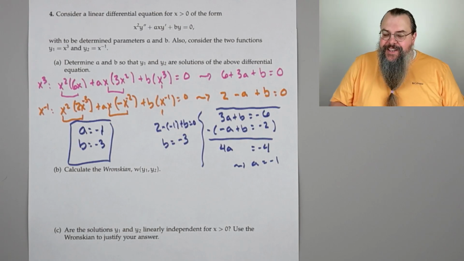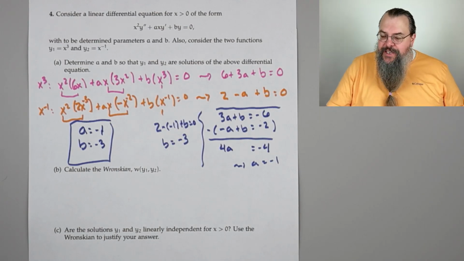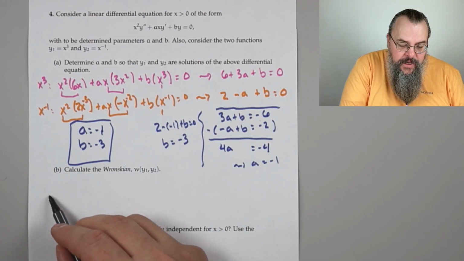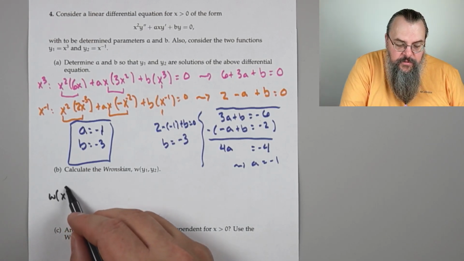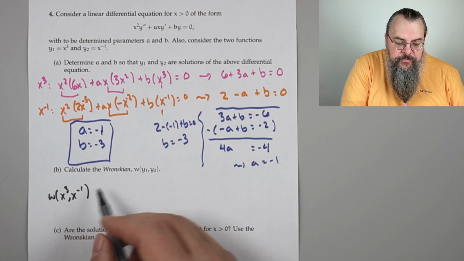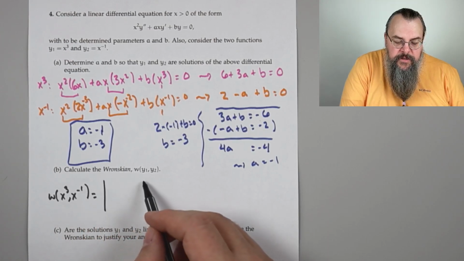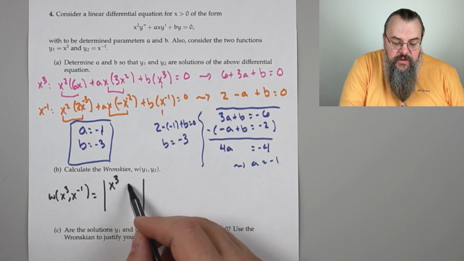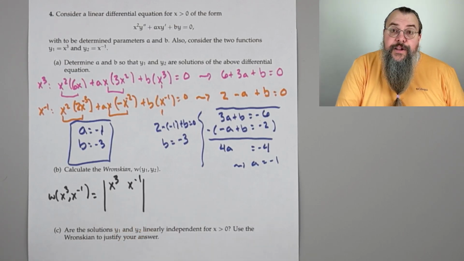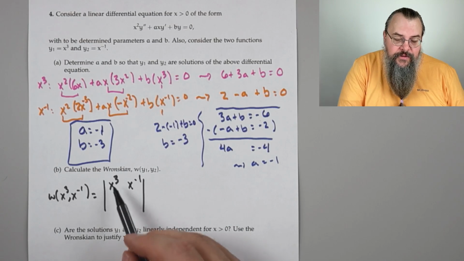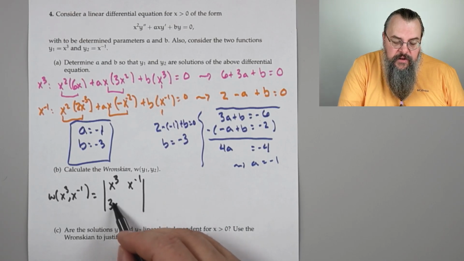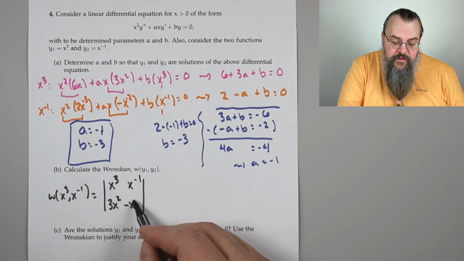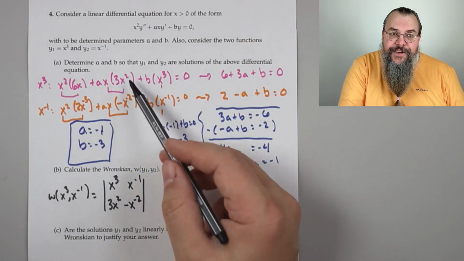Part B. Calculate the Wronskian. Okay, the Wronskian of y1, y2. So we have the Wronskian of x cubed, x to the -1. So that's the 2 by 2 determinant. In the first row, we put the functions x cubed, x to the -1. In the second, the derivatives. Derivative of x cubed, 3x squared. Derivative of x to the -1, minus x to the -2. It's actually these functions right here.